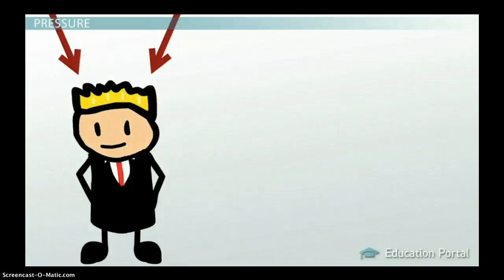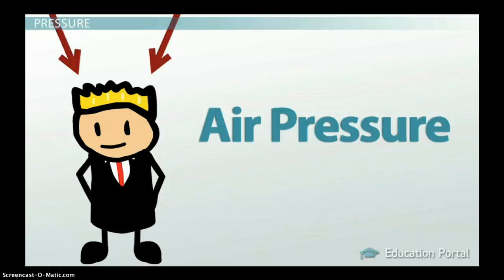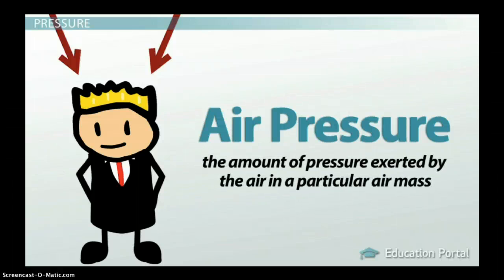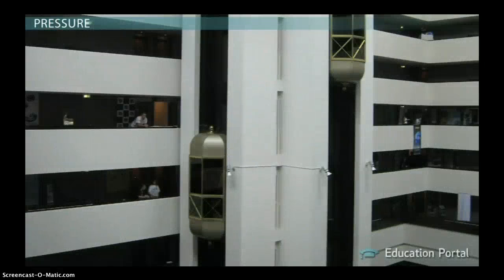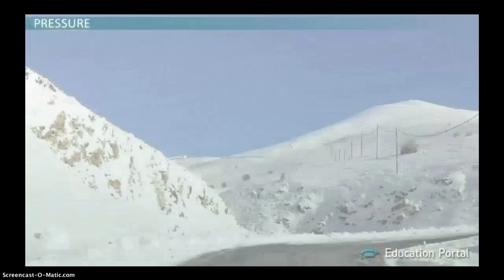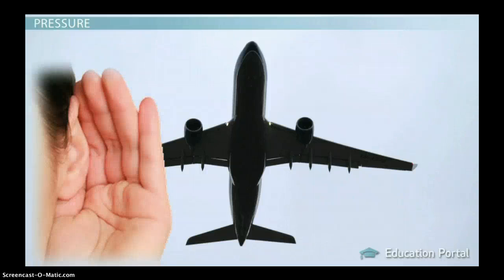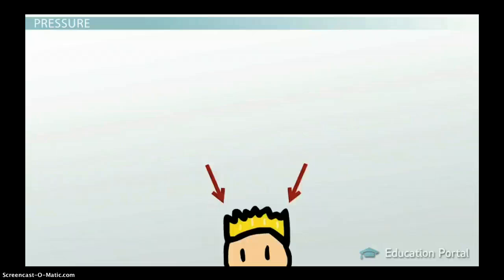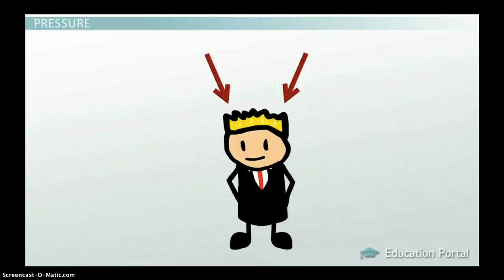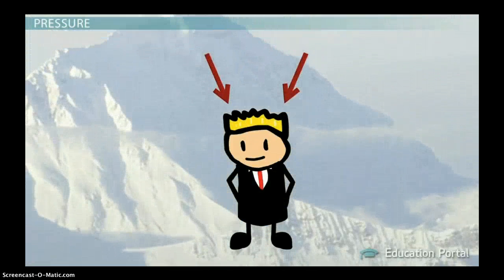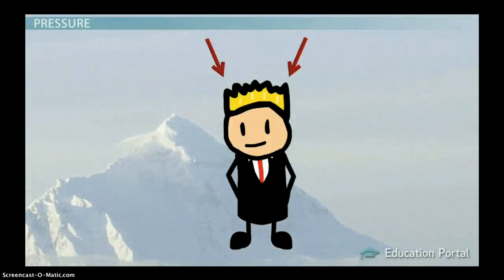The next factor that influences the kind of weather we might have is the amount of air pressure in an air mass. Air pressure is the amount of pressure exerted by the air in a particular air mass. If you have ever traveled in an elevator up a very tall building, driven a car up a mountain, or flown in an airplane, you probably noticed the change in the air pressure affecting your ears. Air pressure is determined by the amount of air that is pushing down on you from the atmosphere. The higher you are, the less air that is pushing on you, so there's less air pressure.